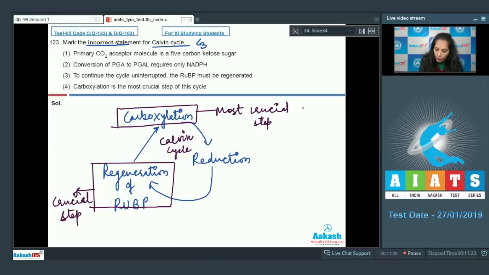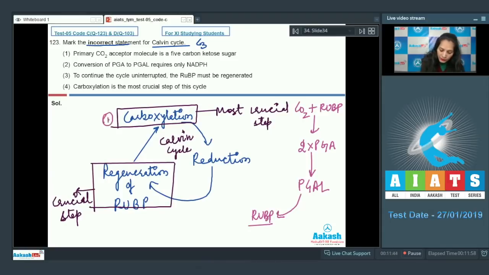The carboxylation step is when CO2 combines with RUBP and gives you 2 molecules of PGA, phosphoglyceric acid. The reduction of PGA into PGAL, and regeneration shows the reformation of RUBP. So this is carboxylation, first step, second reduction, and third regeneration. Now see the options. Primary CO2 acceptor molecule is a 5-carbon ketose sugar. Yes, the primary acceptor is RUBP, and RUBP is a 5-carbon ketose sugar.